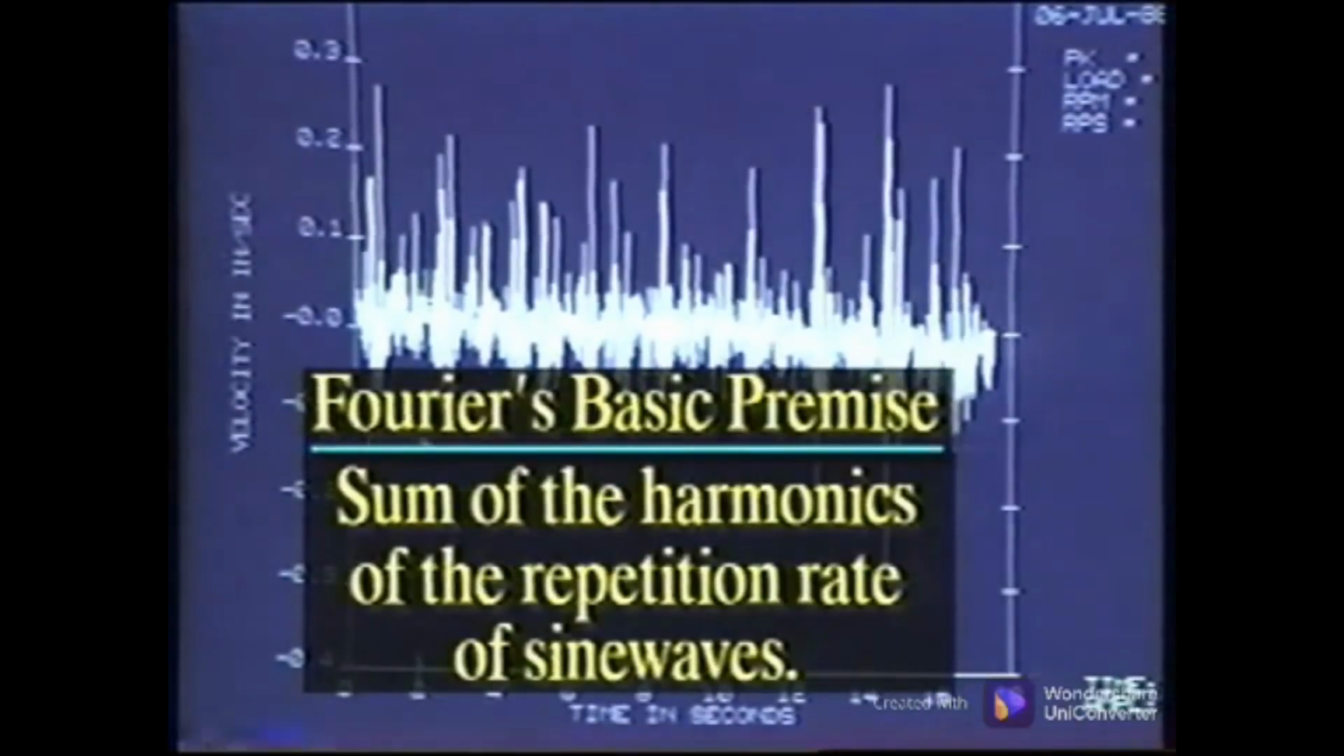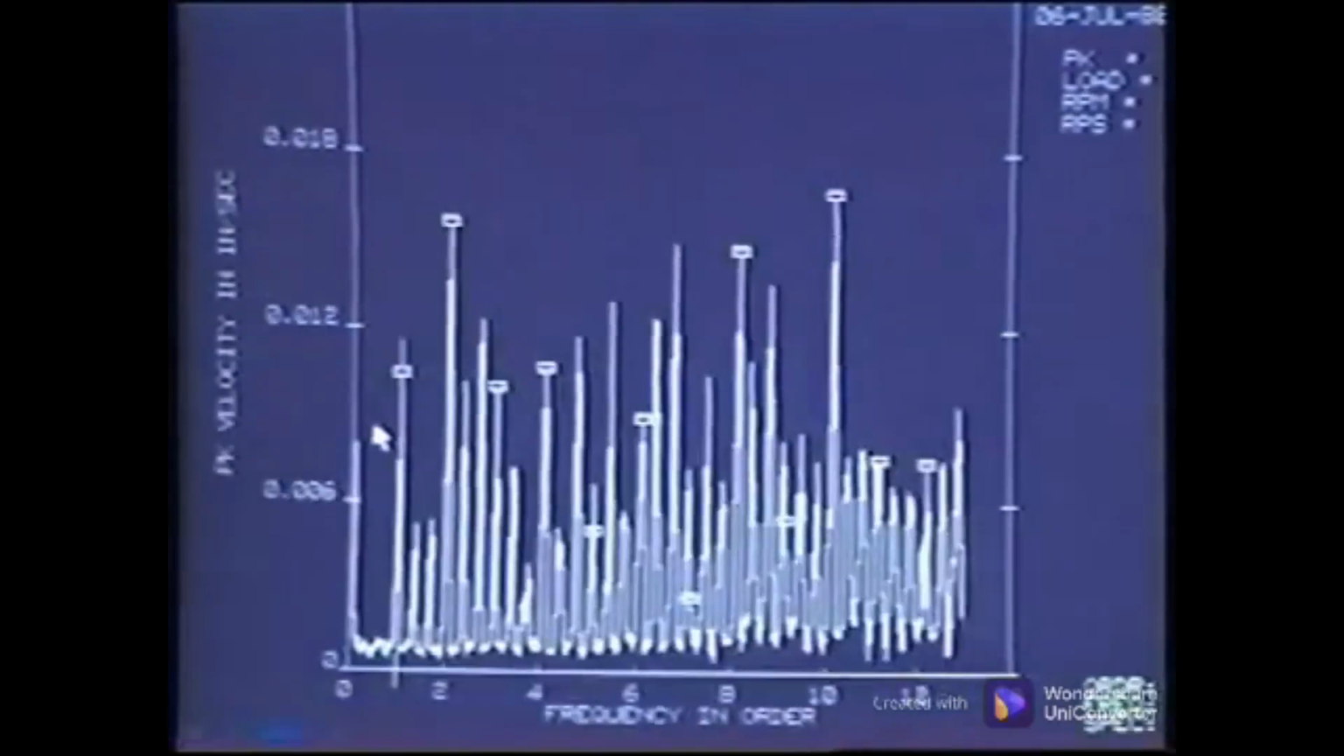Remember Fourier's basic premise for a complex waveform. It is the sum of the harmonics of the repetition rate of sine and cosine waves. This is transformed to the spectral data as harmonics of shaft turning speed. The cursors mark the shaft turning speed harmonics. The other peaks are 1/3 and 2/3 harmonics.